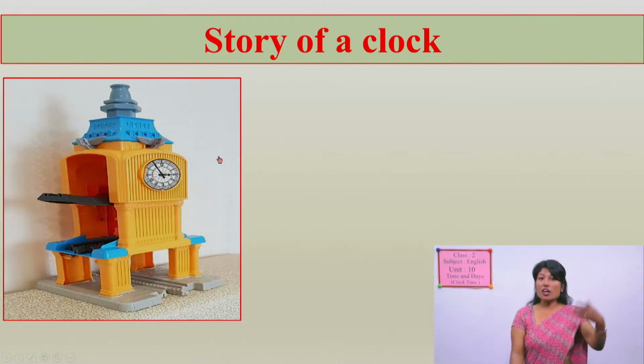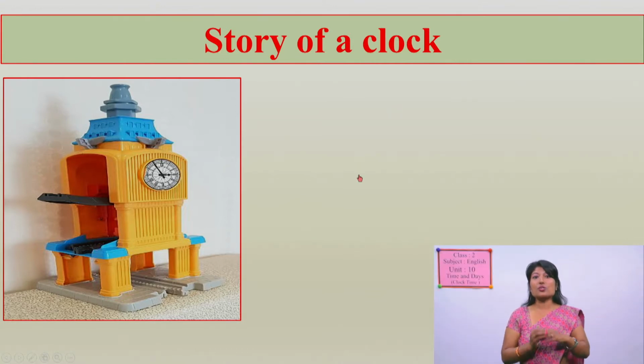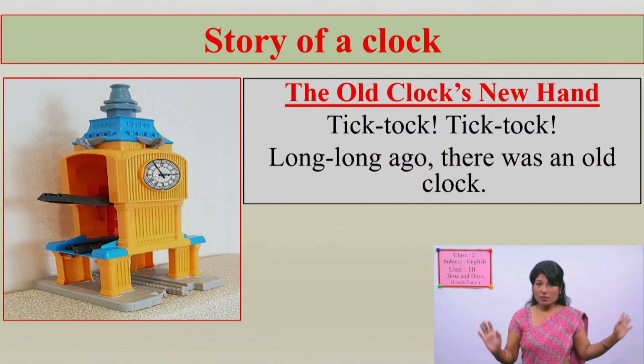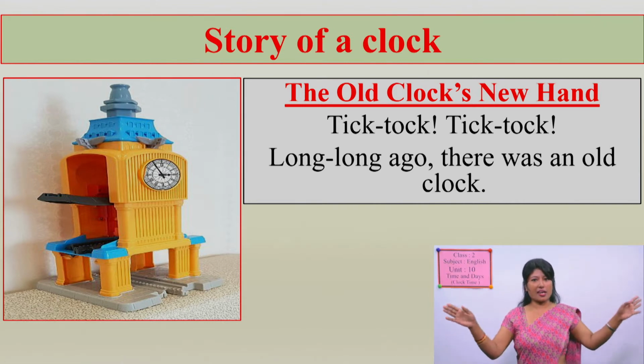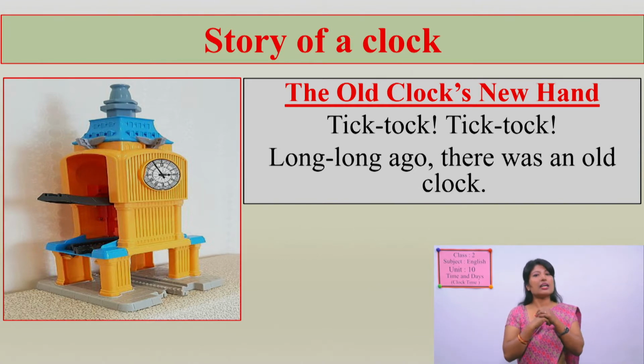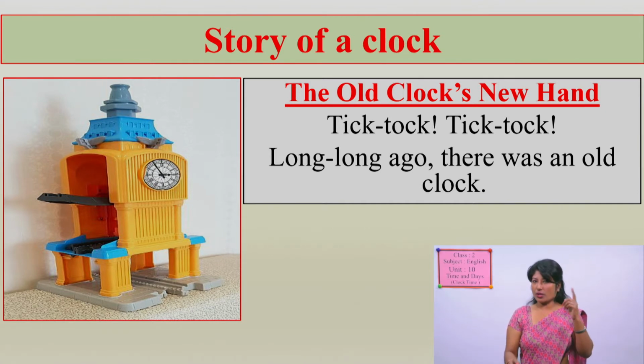Here is a story of a clock. I'm going to tell you a story of a clock, okay? Let's see, what is the story about? The title of the story is The Old Clock's New Hand. The clock is old, but hands are new. Let's go through the story. Let's read and know about the story. Do you have any guess? How would the story be? There must be a clock which has new hands.